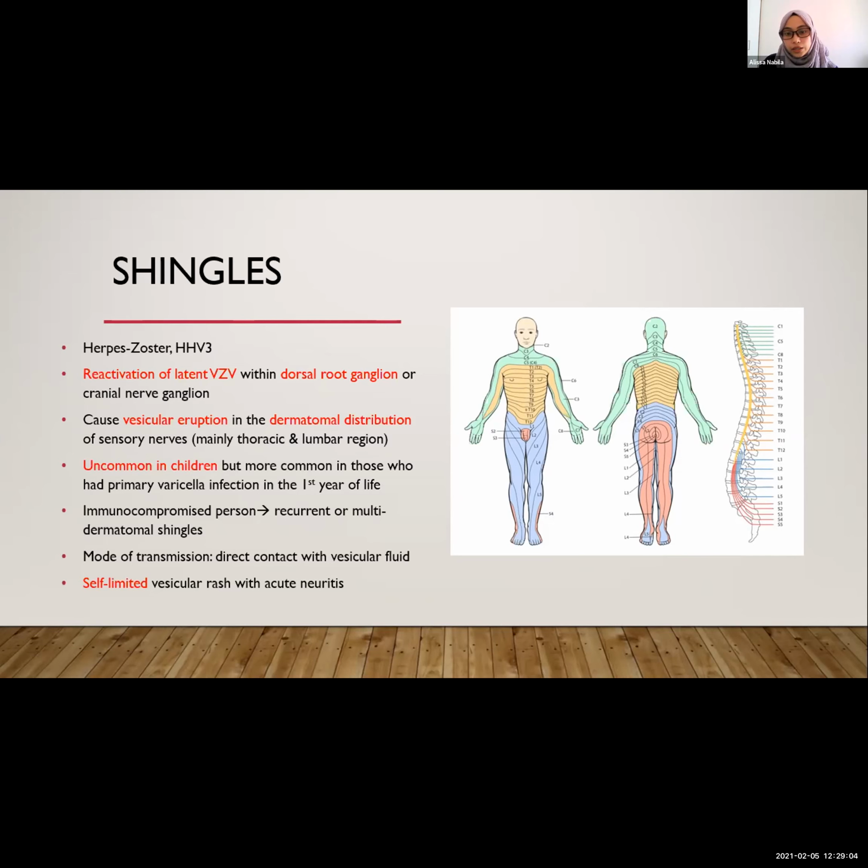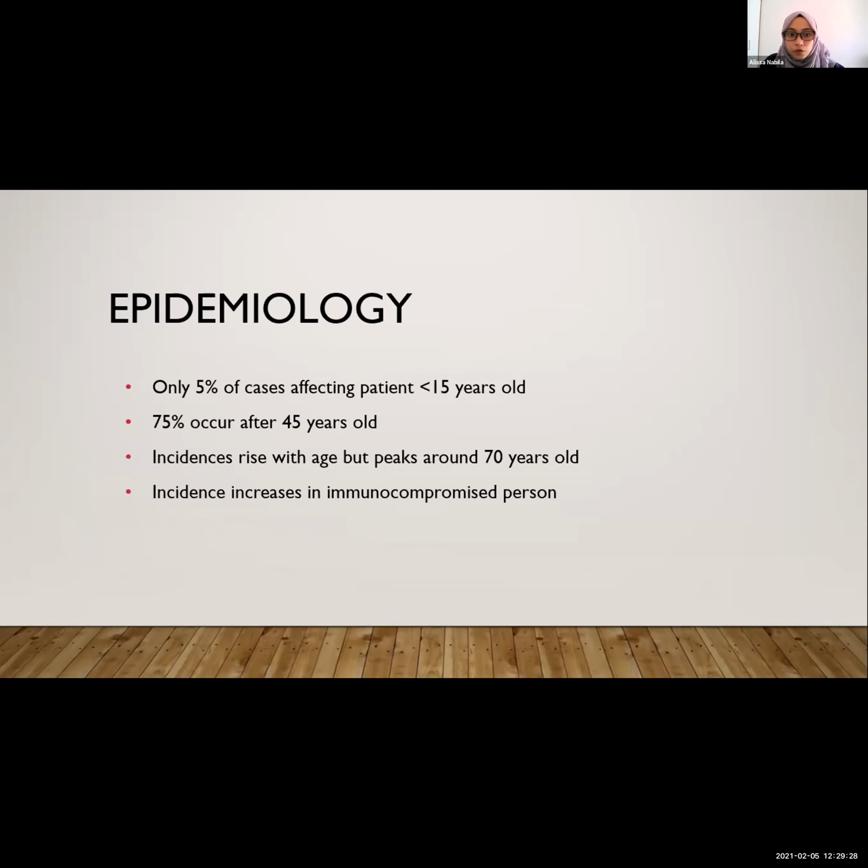Usually, it affects the thoracic and also lumbar area, and it is uncommon in children. But if it happens in children, maybe the patient had primary varicella infection in the first year of life. In immunocompromised person, they tend to get recurrent or multi-dermatomal shingles. And the mode of transmission is via direct contact with vesicular fluid, and it is also a self-limited vesicular rash, but associated with acute neuritis. For epidemiology, it affects only 5%.